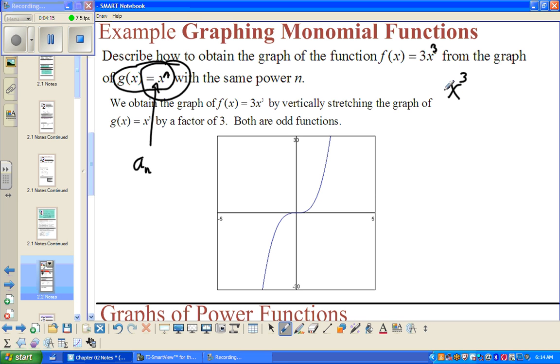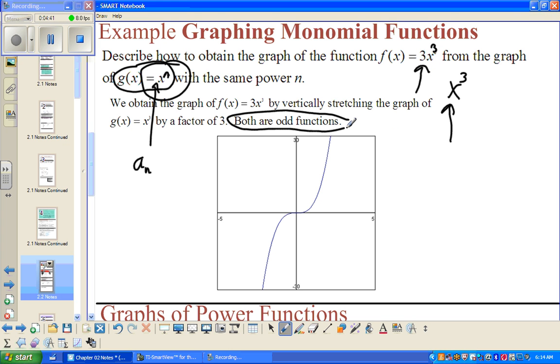So how do you go from the x cubed graph to f of x equals 3 times x cubed? Well, you've got a vertical stretch by a factor of 3 of the graph of x cubed. That would be one way to describe that. Remember, you always talk about what graph you're starting with and then how you go from that graph to the function they're asking you about.